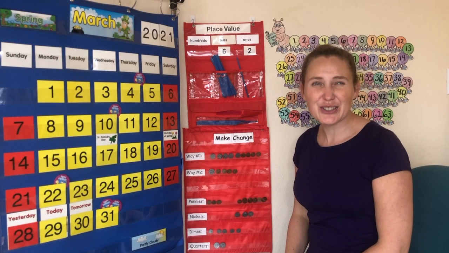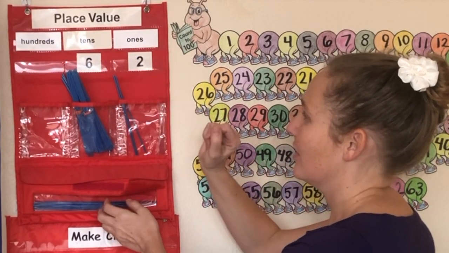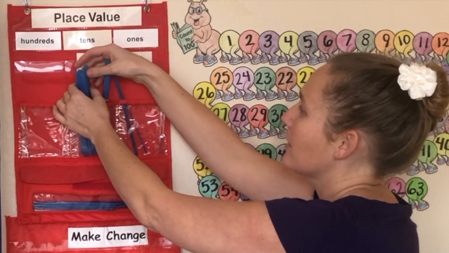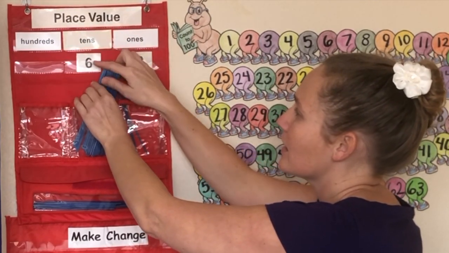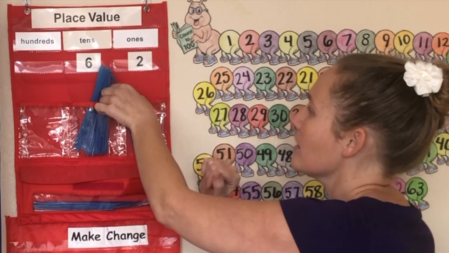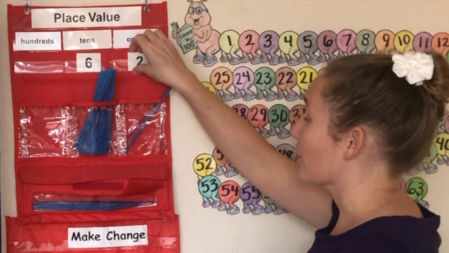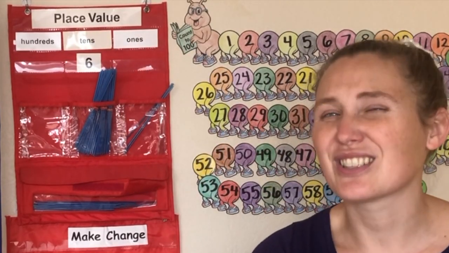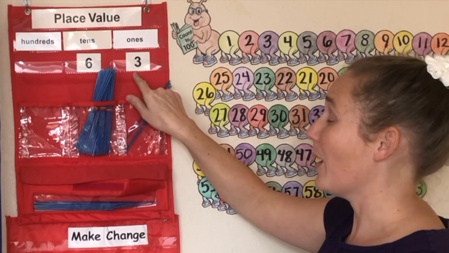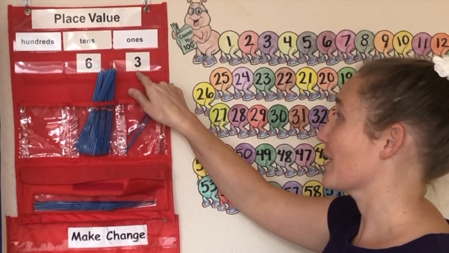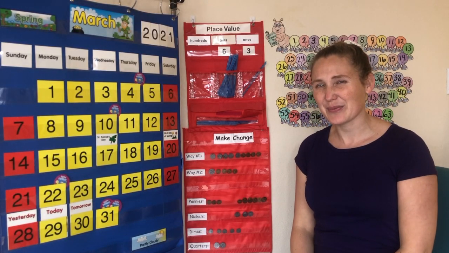Let's add another straw. We have 1, 2, 3, 4, 5, 6 groups of 10 straws and 1, 2, 3 groups of 1s. Straws all by themselves. 6 10s, 3 1s makes 63 straws and 63 days of calendar time.